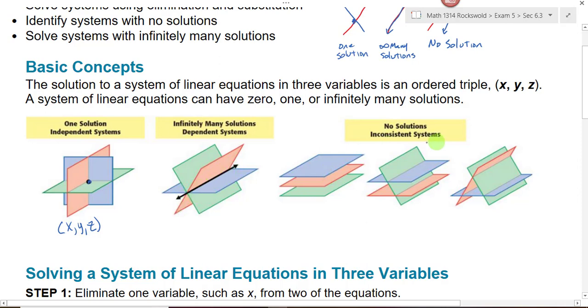It's also possible that we could have no solutions, or an inconsistent system, if all three planes are parallel, or if two of the planes are parallel and crossed only by one, or if none of the three planes intersect more than two at a time.